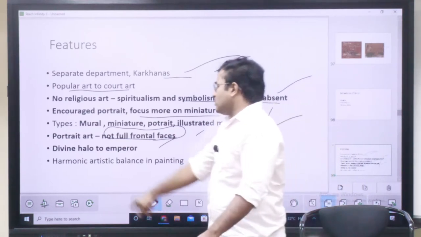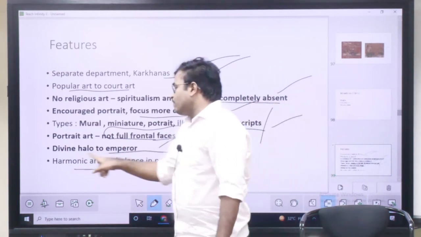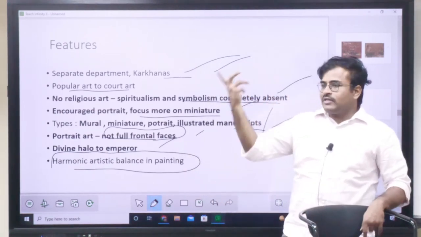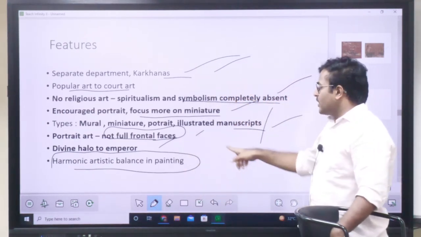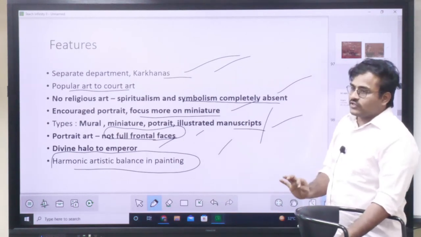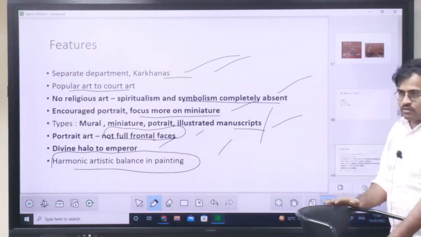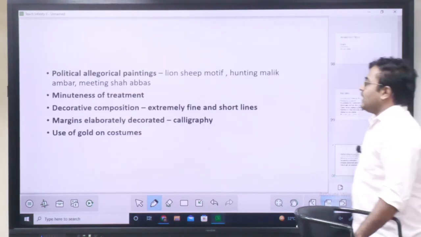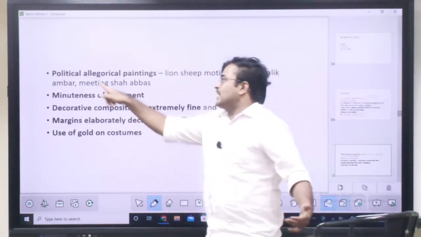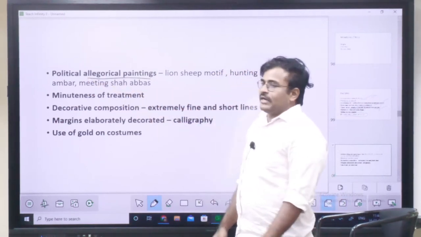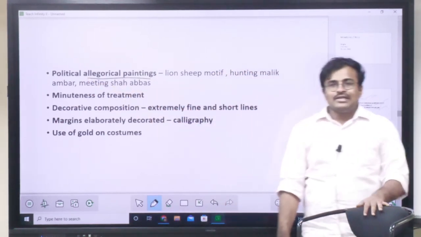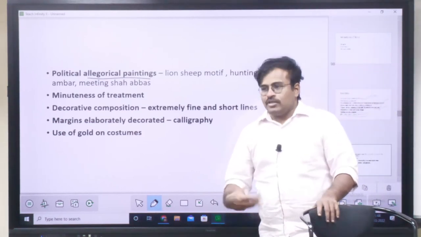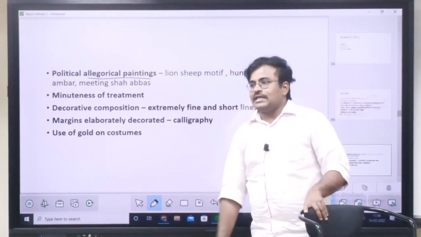And they mainly gave a lot of emphasis to artistic balance. So balance and symmetry are very important for the Mughals. Even in buildings, they always emphasized symmetry. Here in paintings also, they gave a lot of significance to symmetry and harmonic balance. Now, usually they emphasized some paintings known as political allegorical paintings. Political allegorical paintings are paintings which drew imagined themes, which are not present in reality.